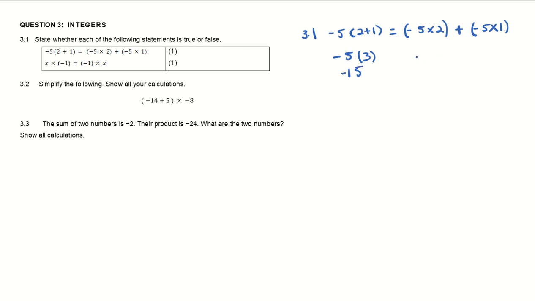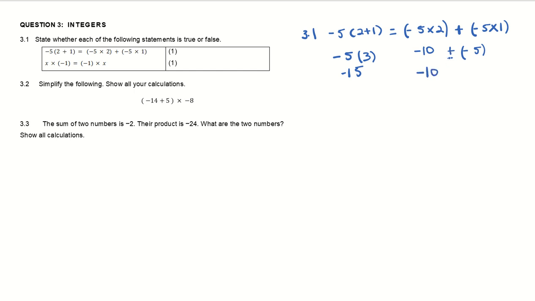What is on the right? We must again do what is in the brackets first. -5 multiplied by 2, that is just -10. And we want to add that to -5 multiplied by 1, which is just -5. So the -5, we place it in brackets. You'll see that this is -10, okay?